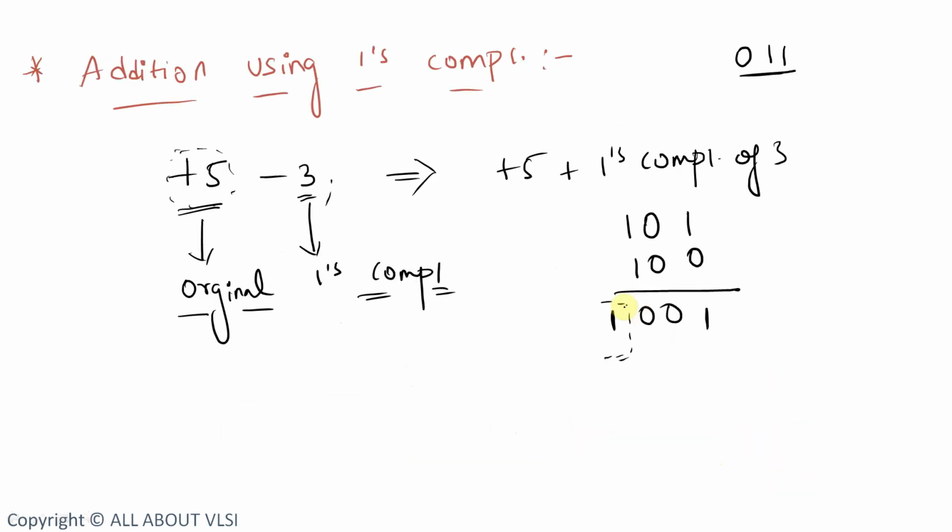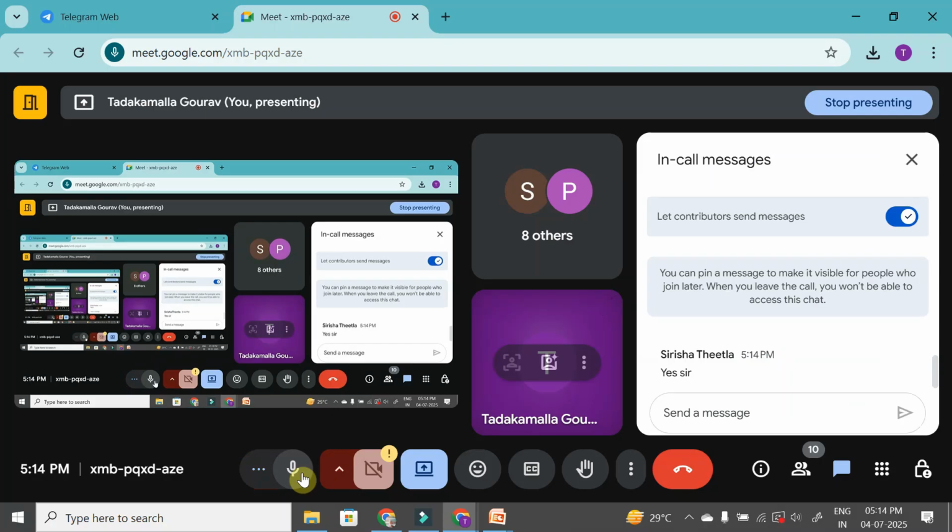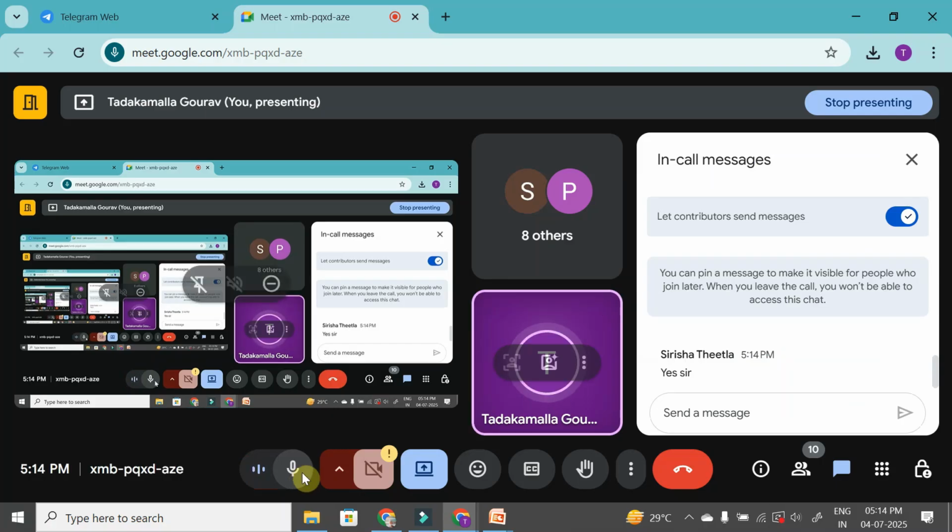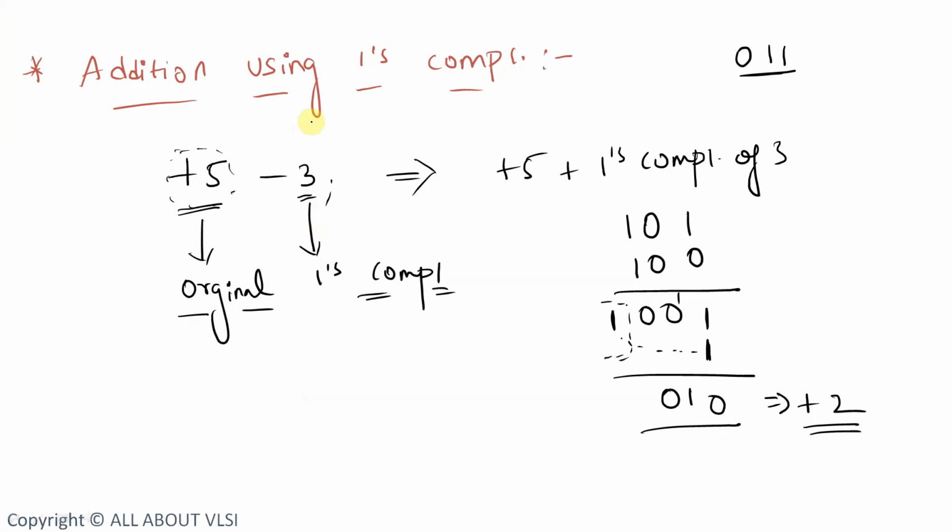Now, are we getting a carry in this particular example? Yes, we are getting a carry. So what should we do with this carry? We are going to add it with the resultant. So that means 110, and this is our final answer, which is nothing but plus 2. Is it clear for everyone? Yes or no? Please let me know in the chat box. Exactly. So this is how we perform 1's complement addition.